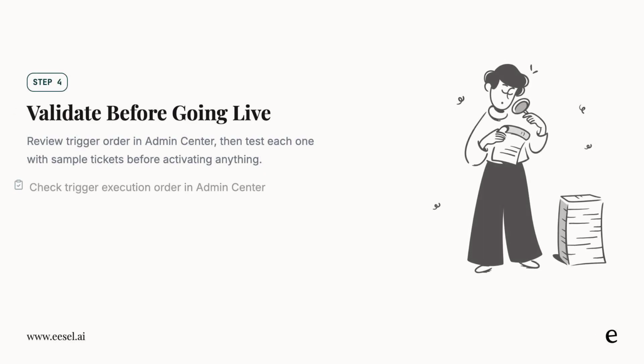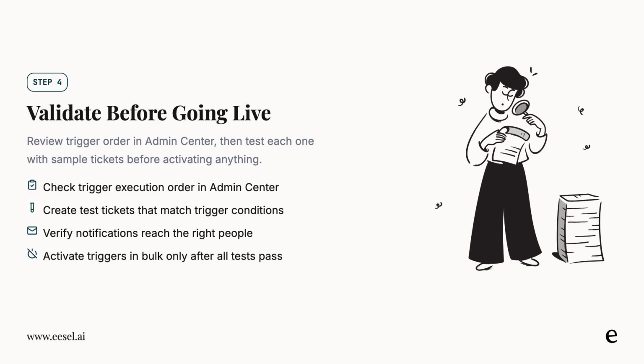Check the trigger list in Admin Center to verify positions are correct. Then create test tickets that match your trigger conditions and confirm the right actions fire. If triggers send email notifications, verify those land correctly. Only activate triggers in bulk after every test passes.